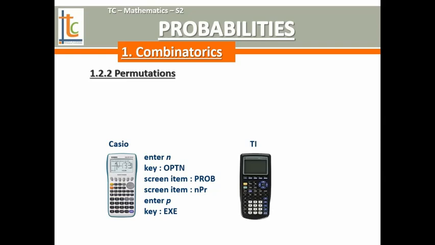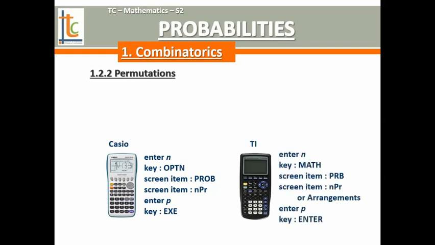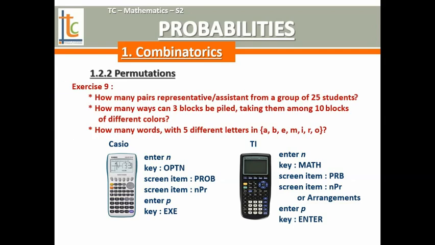With the Texas, it's almost the same. You have to enter n, go in math proba and take nPr or arrangement. In French, permutations are named arrangements. You enter p and then enter.